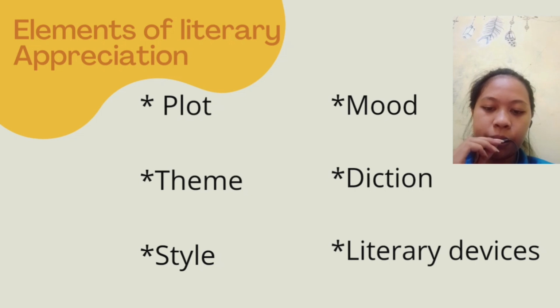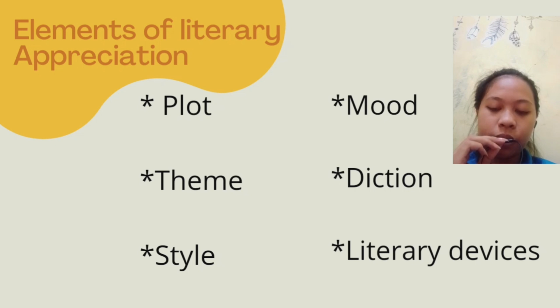Number 4, mood. This is the feeling or atmosphere that the writer creates for the reader through the depiction of the setting, what the characters are saying, and the use of language. This element is important for appreciating literary works as a whole by having a clear picture of the intent, mood, or emotion of the author. Number 5, diction. It has to do with the author's choice of words.